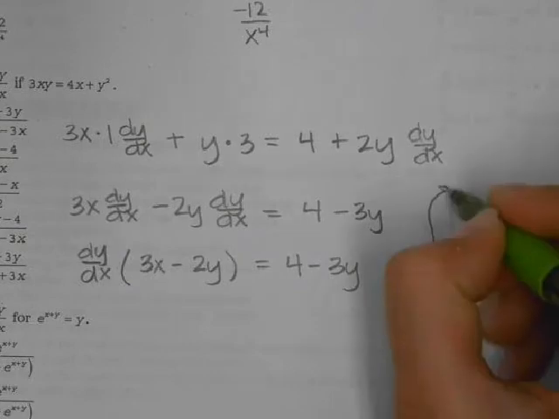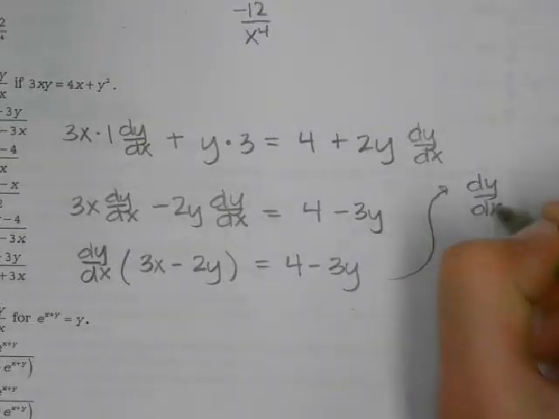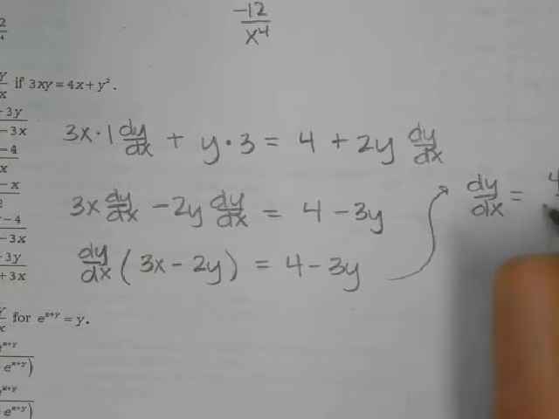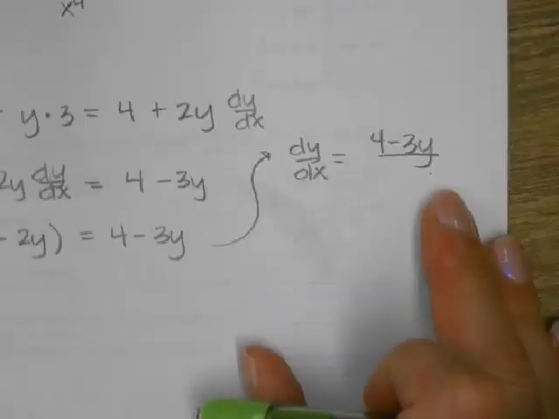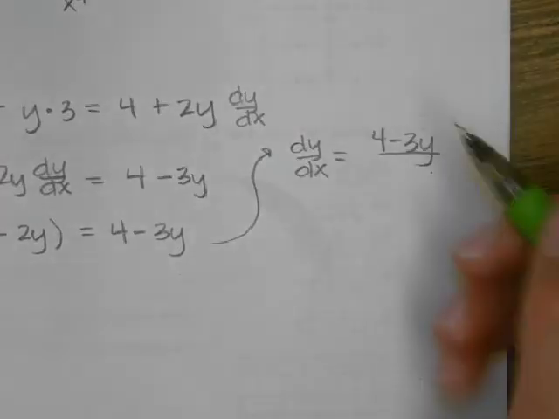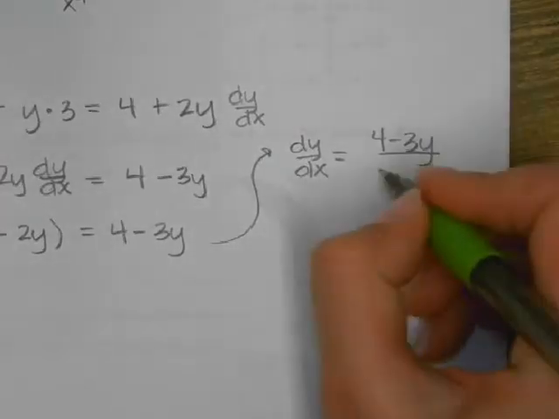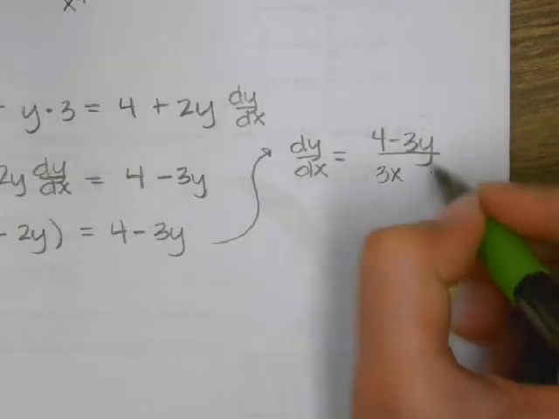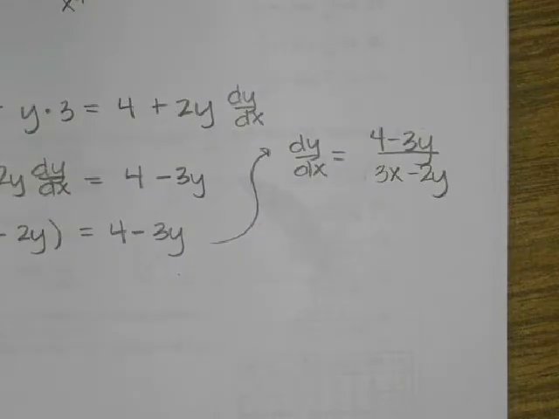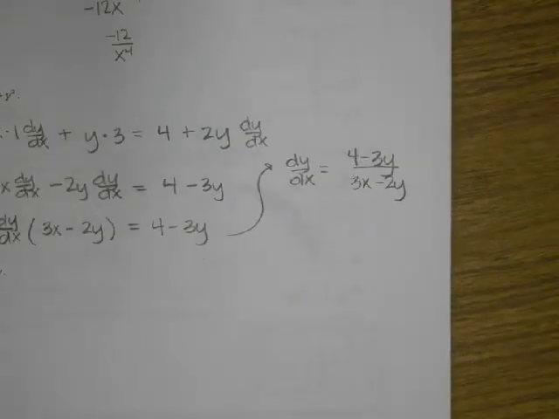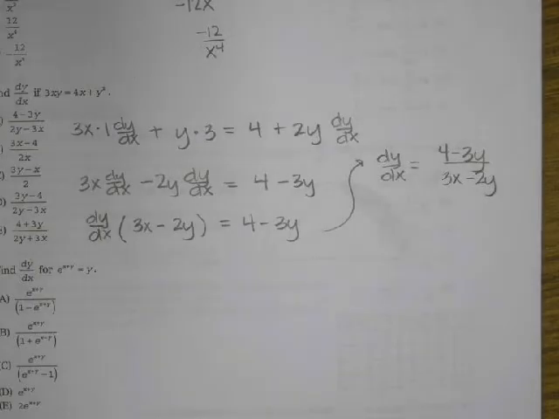So that gives me dy/dx equals 4 minus 3y divided by, I don't need parentheses anymore. Oop, I'm off screen, sorry. 4 minus 3y, sorry, divided by 3x minus 2y. Okay, so now I need to compare that with my answer choices and see which one makes sense.